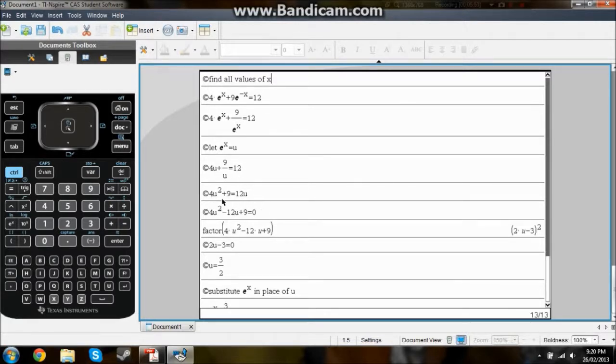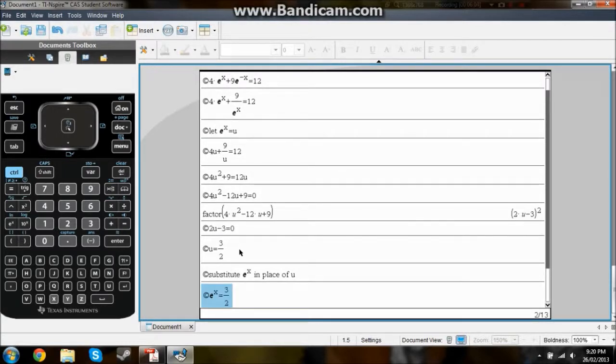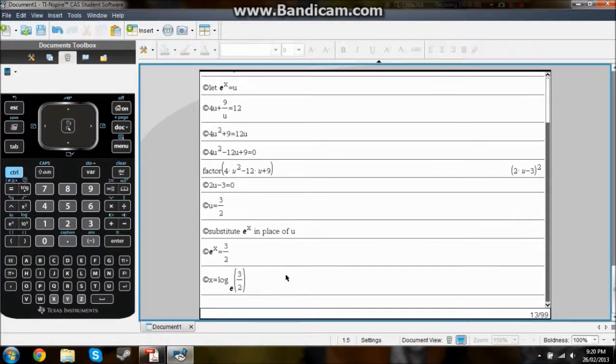And if you move that all over to one side, 4u squared take 12u plus 9 equals 0. Factorize that, you get 2u take 3 squared, because it's repeated, there's only going to be one answer. Then you go 2u take 3 equals 0, u equals 3 over 2. Now you have to substitute e to the power of x back in where u was, because that's what we substituted u as in the first place. So e to the x equals 3 on 2. And rearranging that for x is log to base e of 3 on 2.